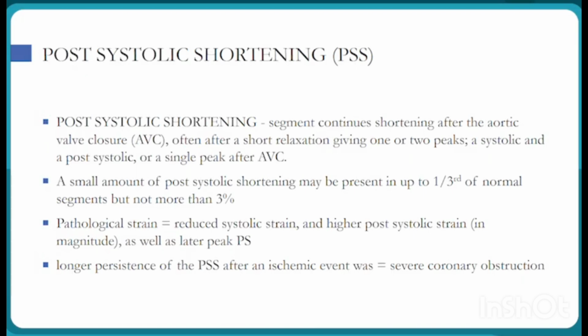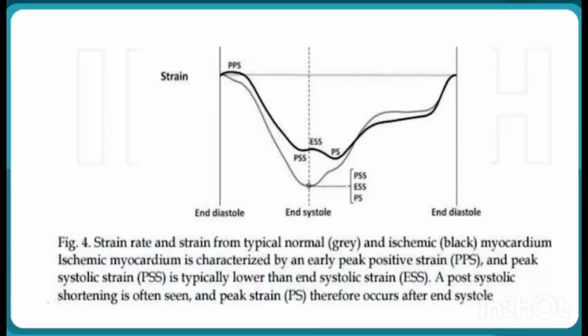A small amount of post-systolic shortening may be present in up to 1/3 of normal segments, but it is not more than 3%. The post-systolic shortening compared to the peak systolic strain is not more than 3%. If it is more, then it is called pathologic strain. So a reduced systolic strain and a higher post-systolic strain in magnitude, as well as later peak post-systolic strain, and the longer persistence of the post-systolic shortening after an ischemic event was associated with severe coronary obstruction.